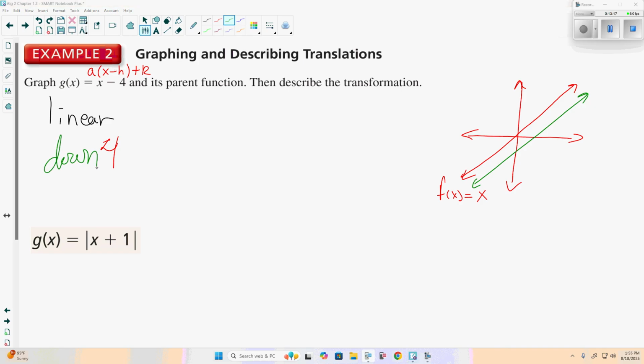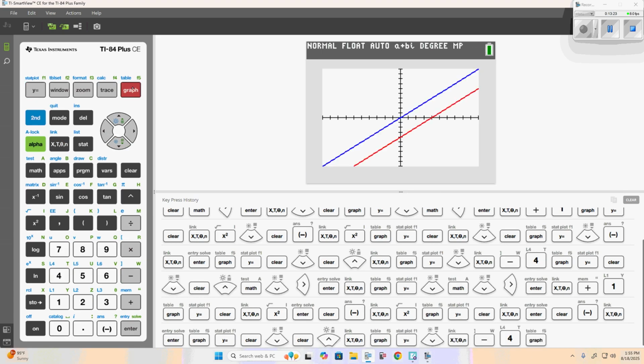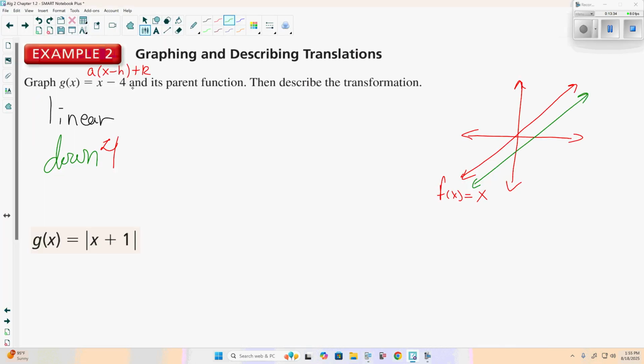Because then also I can come in here to the graphing calculator, y equals, let us graph, x minus 4, graph. It indeed moved everything down 4. Being able to see and understand what's happening is more important than us being able to actually just graph the thing. Questions on this here? Let's look at the next one.